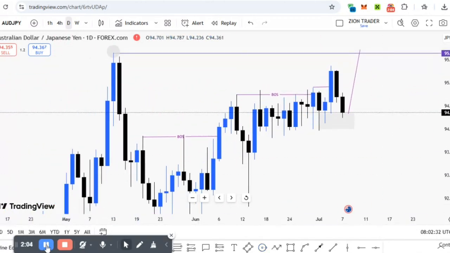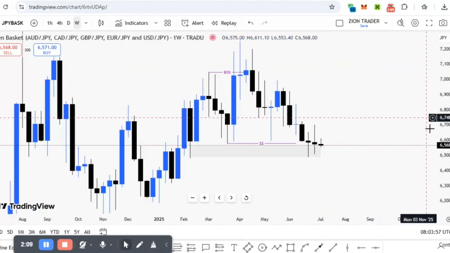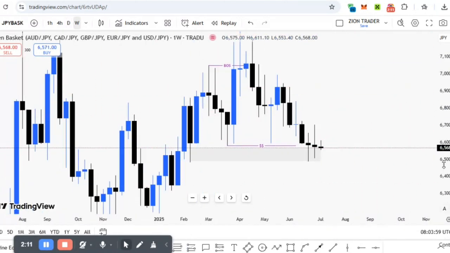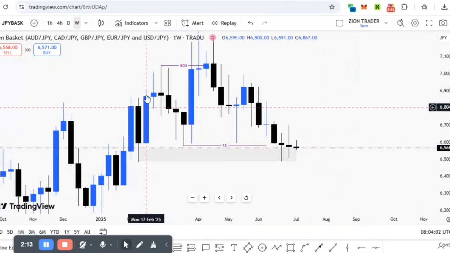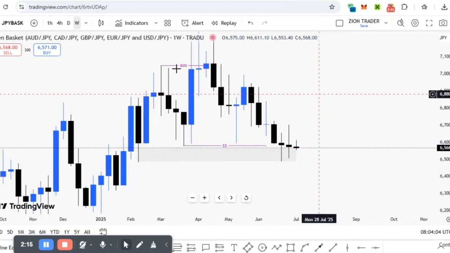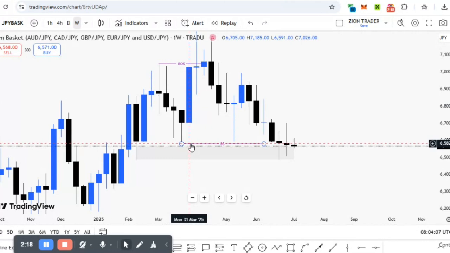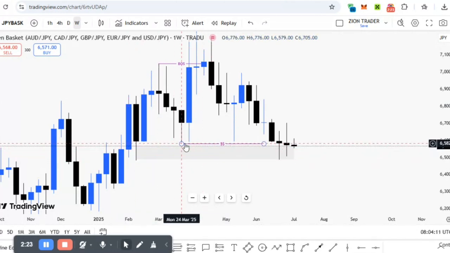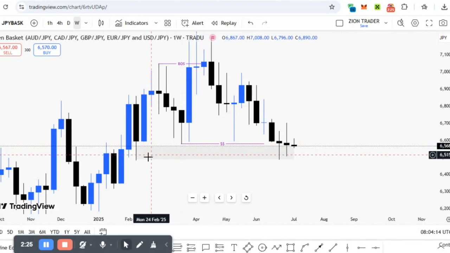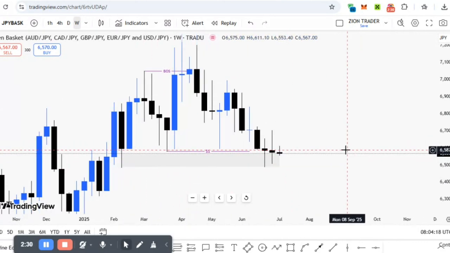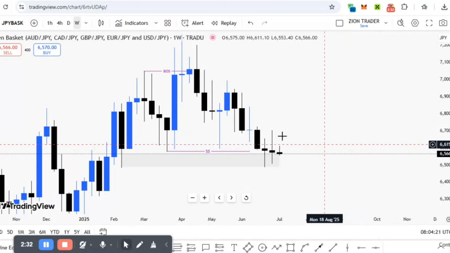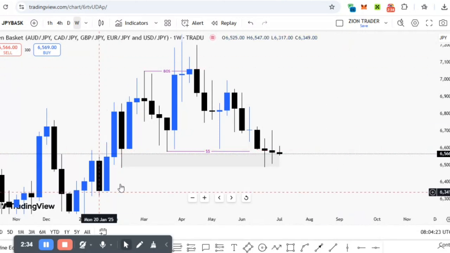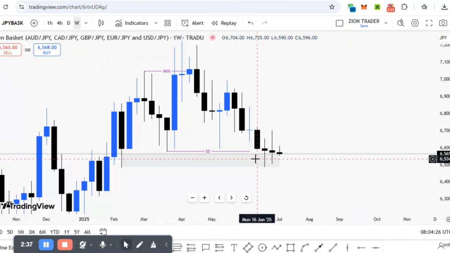But let's go to JPY and see what JPY is saying. For yen basket, this is actually the index for major yen. We can see that price broke structure bullish on the weekly time frame and then came back. It has swept below this low, but still with a wick. It has not broken structure or changed character bearish. So on the weekly time frame we are still bullish for yen basket. So let's go to AUDJPY: we are bearish, but for yen basket we are bullish.